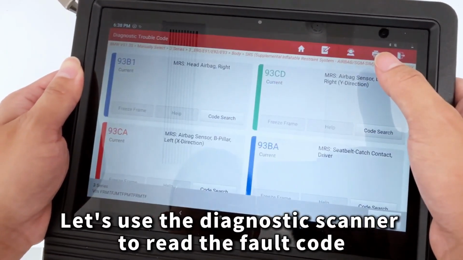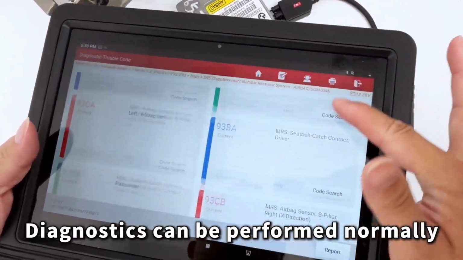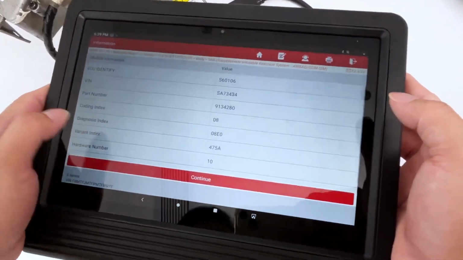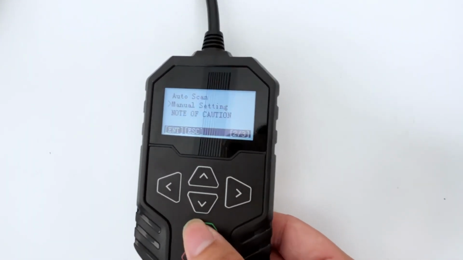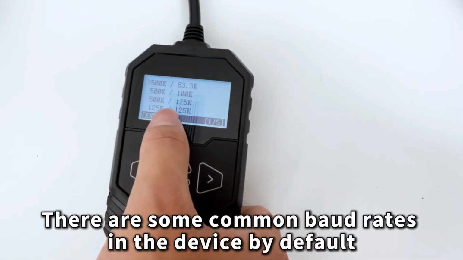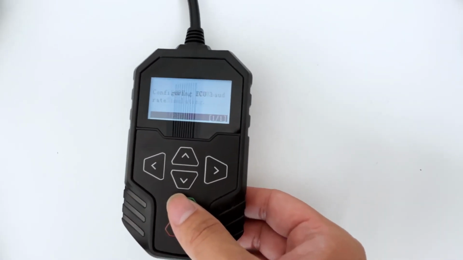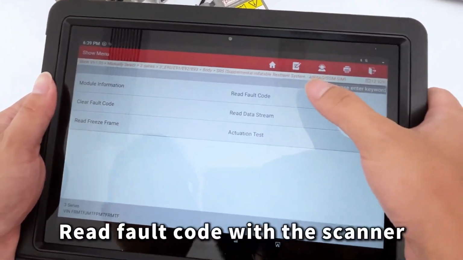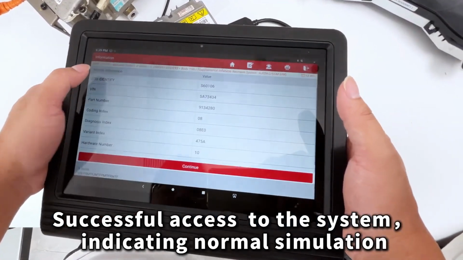Let's use the diagnostic scanner to read the fault card. Tolerant CAN simulation successful. Diagnostics can be performed normally. Let's try manual setting. There are some common baud rates in the device by default. Select the correct baud rate. Read fault card with the scanner. Successful access to the system, indicating normal simulation.